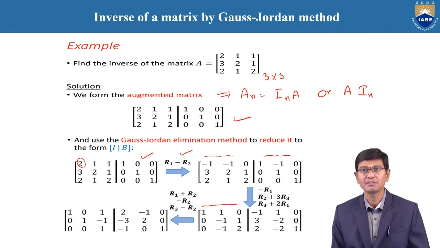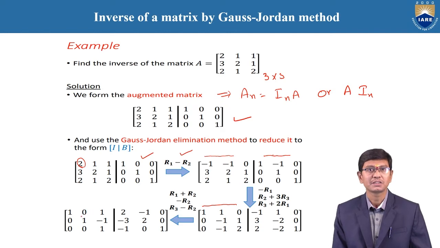Based upon this one, once again we need to follow on R3 with the help of R2, that is R3 minus R2. Therefore, the given matrix is reduced to: the first row is 1 0 1, the second row is 0 1 minus 1, the third row is changed to 0 0 1. The same three operations we need to apply on the right side, that is the unit matrix.